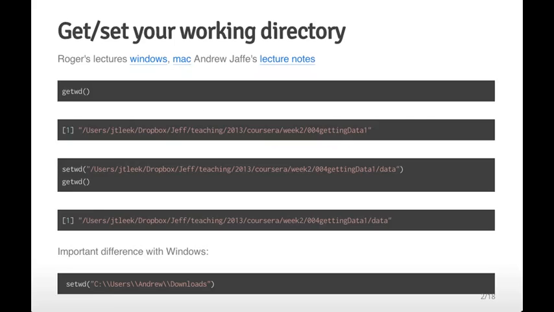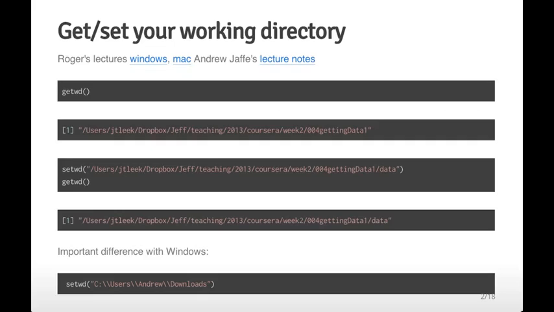So I'm going to go over this pretty quickly in these lectures here, but there have been much more extensive descriptions of how to get and set your working directory. For example, Roger has lectures on how to get and set your working directory on Windows and Mac. Those are available on YouTube. Then there's also Andrew Jaffe's lecture notes on how to get and set your working directory, which I've linked to here as well. So if you're uncomfortable with the concepts I'm going to be talking about, you should go and take a look at those deeper resources to be able to understand this a little bit better, as it's fundamental to understanding how we're going to manipulate and work with data in R.